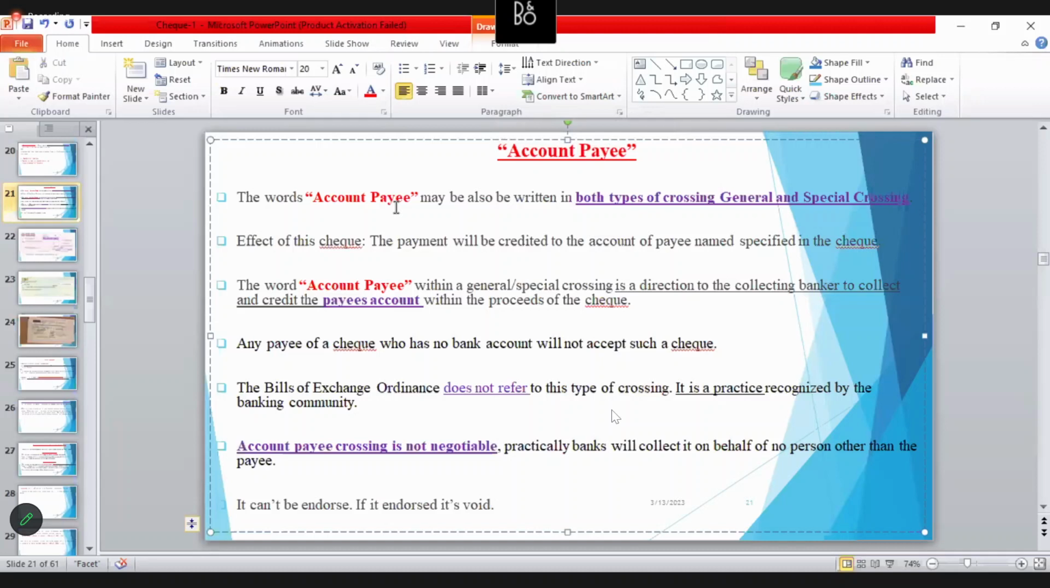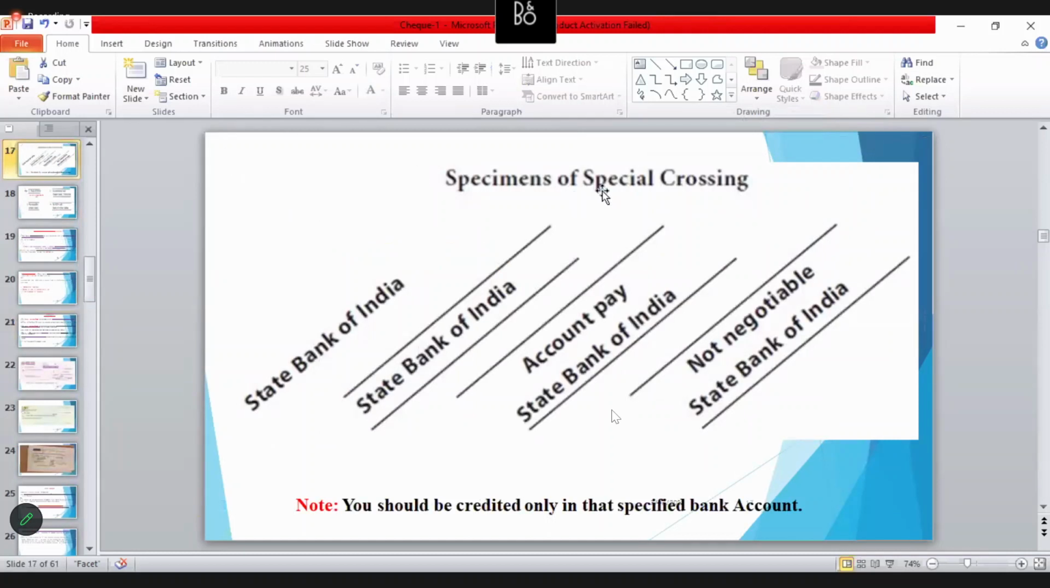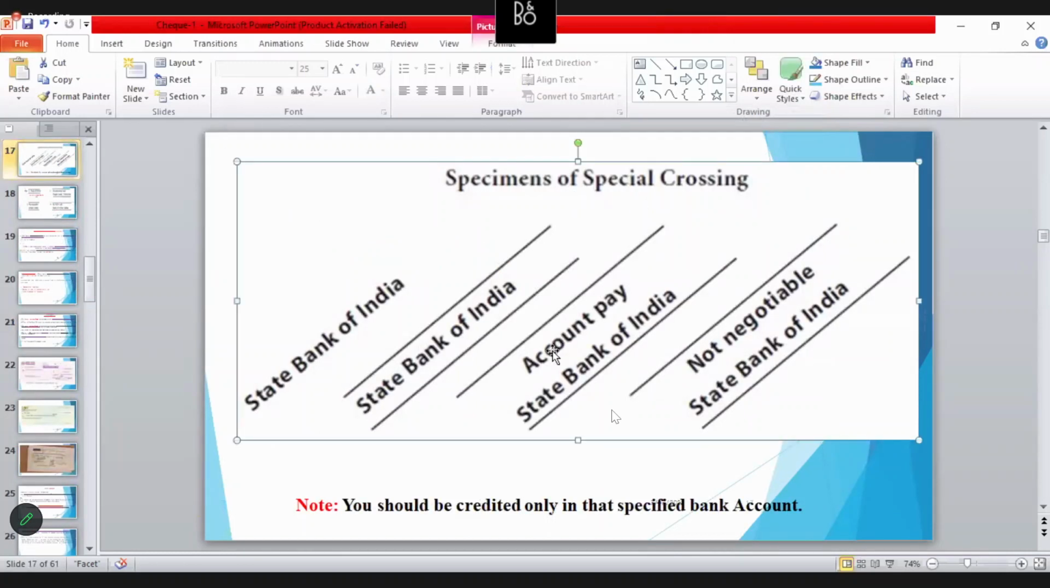The word account payee may also be written in both types of crossing, general crossing and special crossing. You can see the word account payee in the general crossing as well as in the special crossing. See, when I go back to the special crossing, can we see the word account payee? Still, like not negotiable, you see that not negotiable crossing. Like that, in the special crossing also you can note the word account payee.